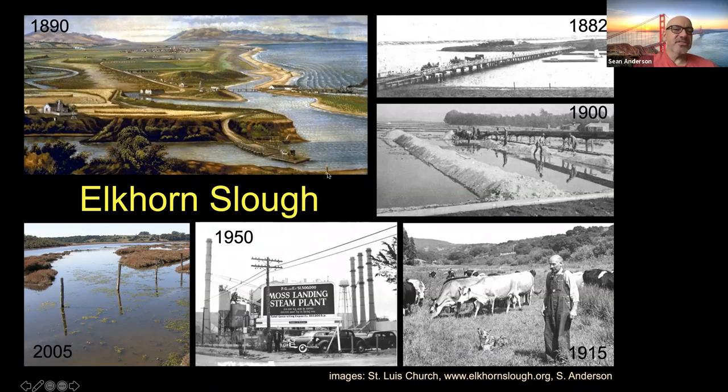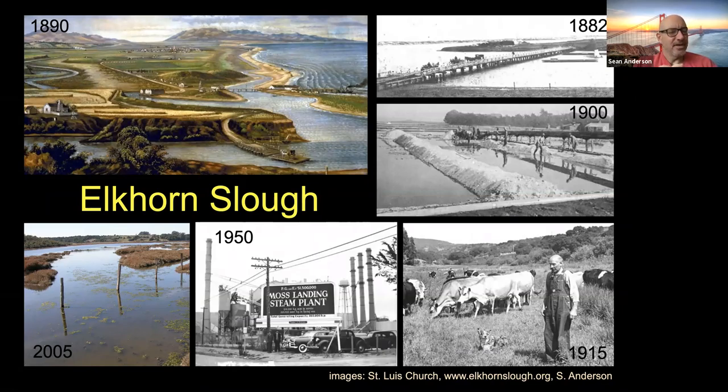So that tells us that there are people crossing this, but we don't yet have large hydrological messing up going on. We don't have large bridges. We don't seem to have large dikes. We don't have large barriers to the flow of water yet in this late 1800s period.